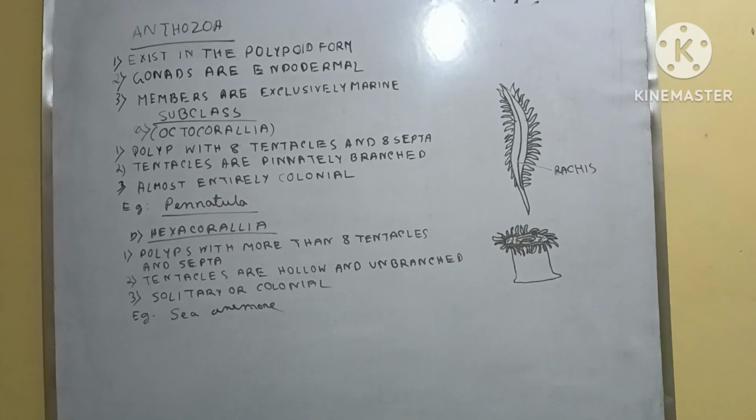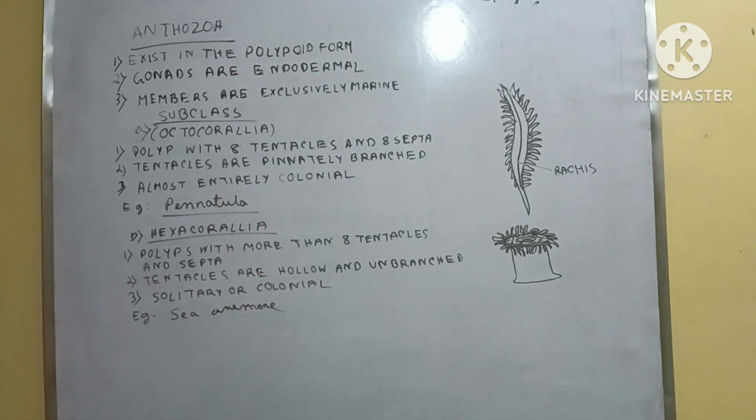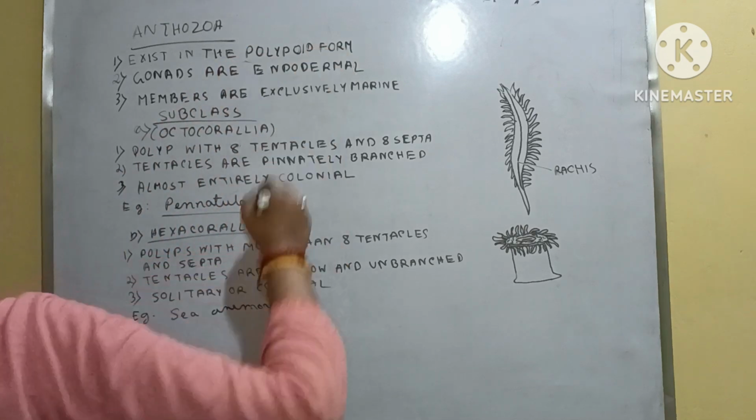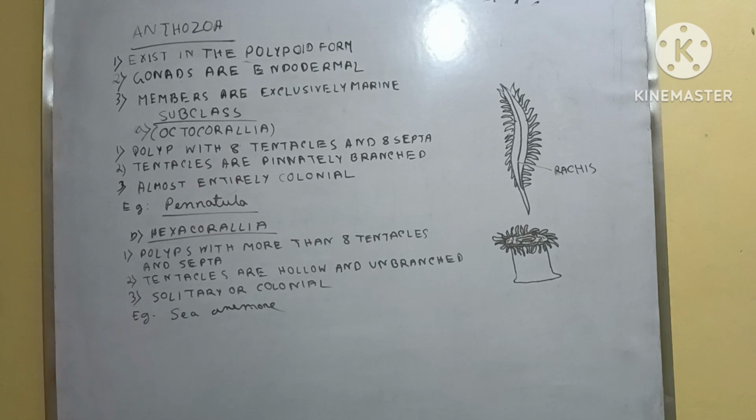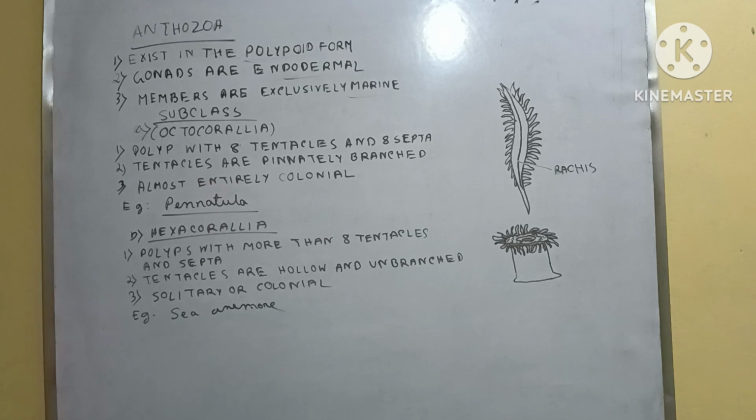Okay, so this is the Anthozoa, and the main feature is that they exist in the polypoid form. Anthozoans generally exist in the environment in the polyp form, and here the gonads are also endodermal, and the members are exclusively marine. That means these are seen in the marine environment. Okay, so here two subclasses arise from the Anthozoa. One is Octocoralia and another is Hexacoralia.